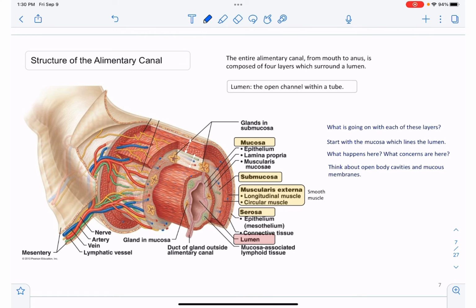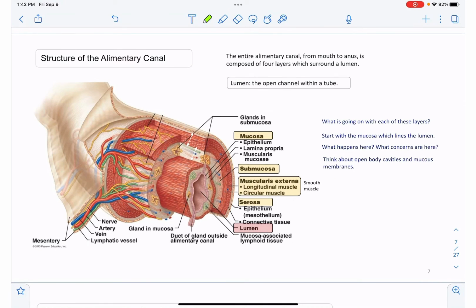So this is the main bit of material that I wanted to cover today, and that's the structure of the alimentary canal or the structure of the digestive tract. If you took a cross-section anywhere along the digestive tract, anywhere from the oral cavity down to the anus, you would find that it's composed of the same 4 layers. So there's 4 layers that make up the digestive tract all the way from the oral cavity down to the anus.